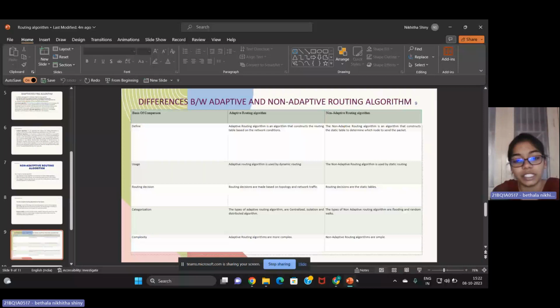In networking, we use two routing algorithms, adaptive and non-adaptive. If the paths are static, then we use the non-adaptive routing algorithms. If we know that it is going to be dynamic, then we use the adaptive routing algorithm.